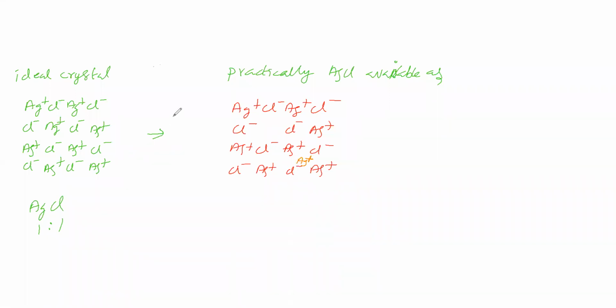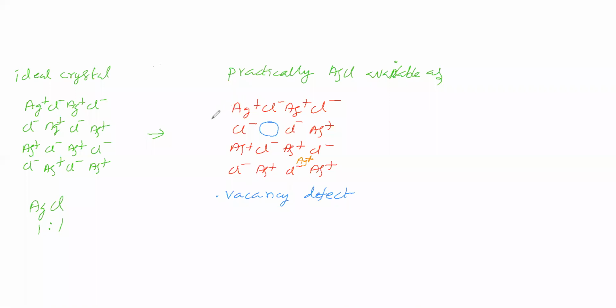Now in the practically available AgCl that we took, if you see, at this place an ion is missing. Therefore, this place is having a defect. This defect is in terms of missing, that means vacant. Therefore, we can say it is having a vacancy defect.